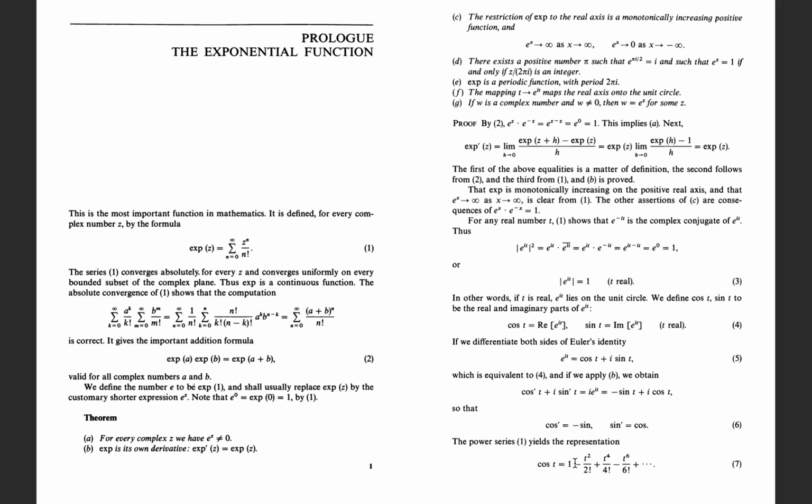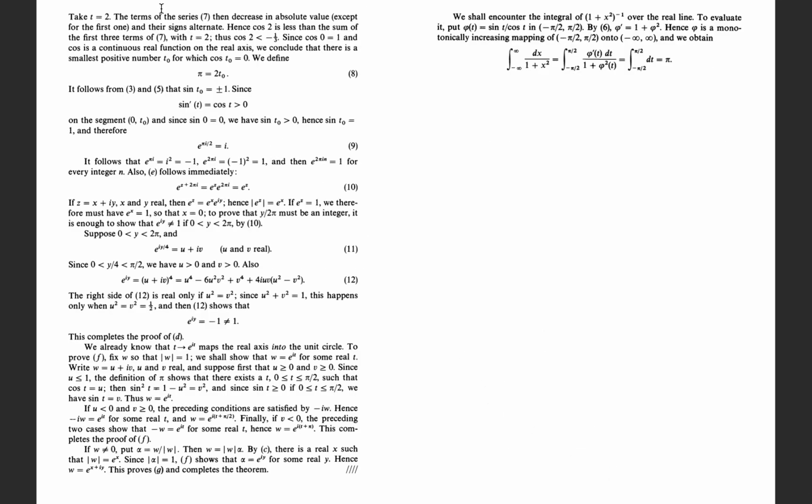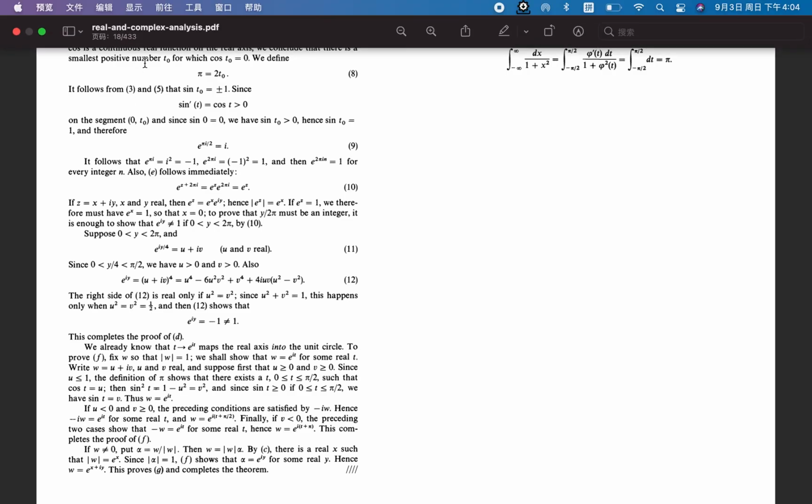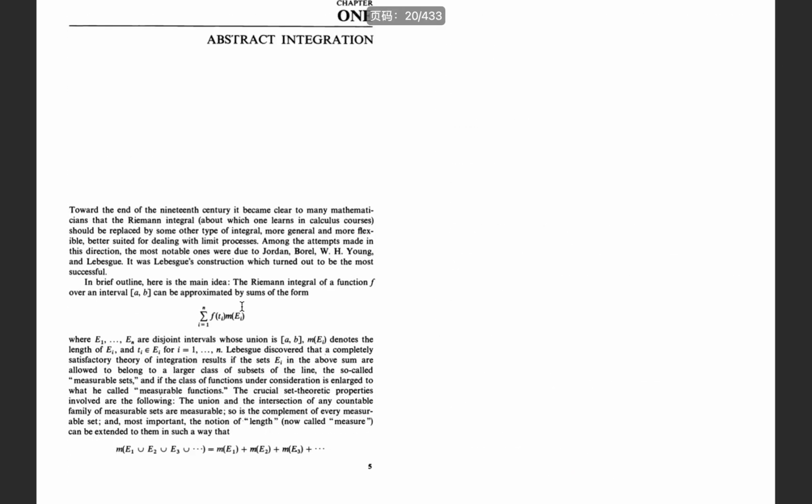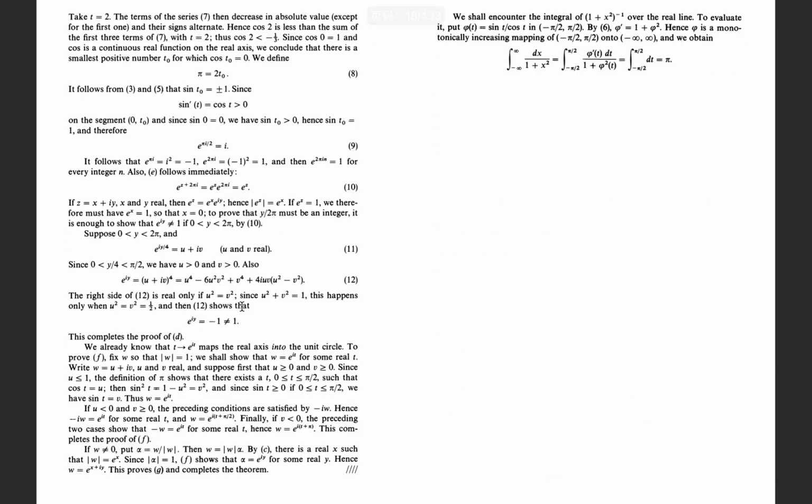So cos t equals 1 minus t squared over 2 factorial, and so on. I'm not going to read that, but you can read it. And now the terms of the series decrease in absolute value except for the first one. These are proofs. I think I've included some of the proofs there, so I'm not going to go through them. Yeah, here you go. Bye.